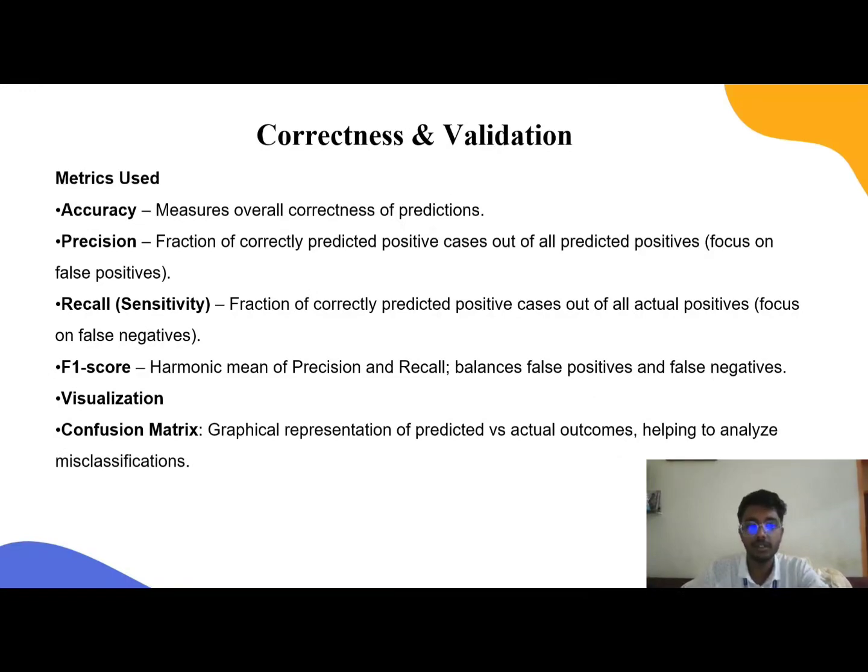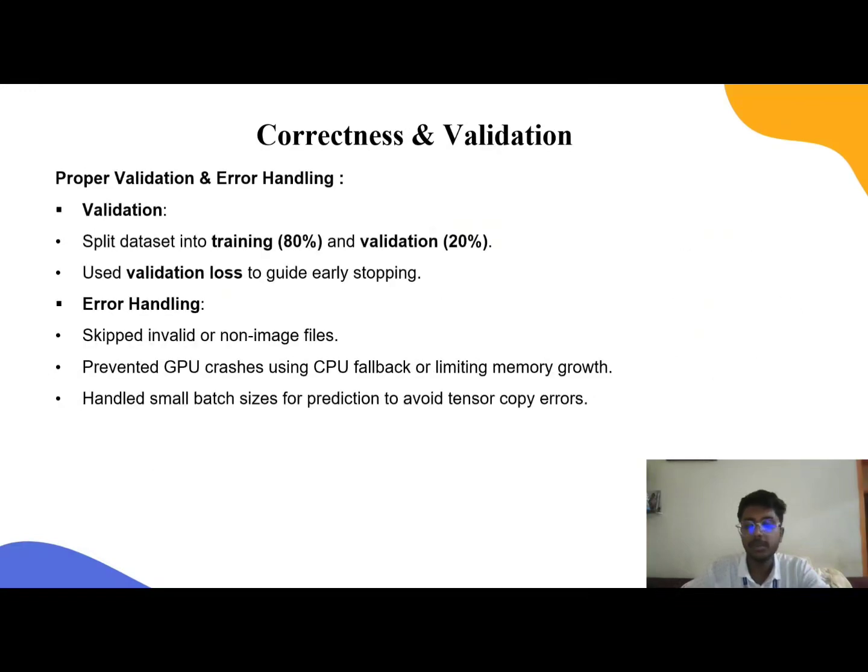Next is the validation. For validating our model's performance, we split the data sets into two parts. That is, first part is 80% for training the model and 20% for validation to check how well it performs on unseen data. We use the validation loss to guide early stopping, which helps prevent overfitting and ensures that the model does not just memorize the training data but generalizes well to new cases.